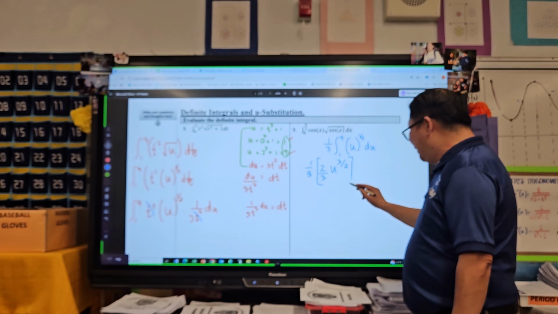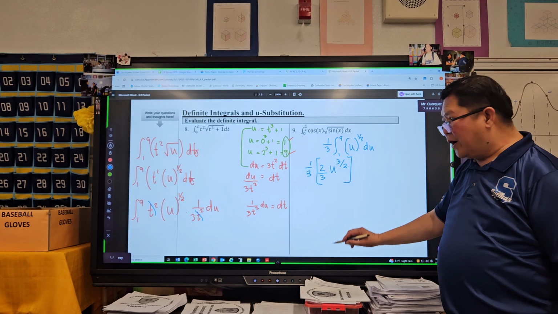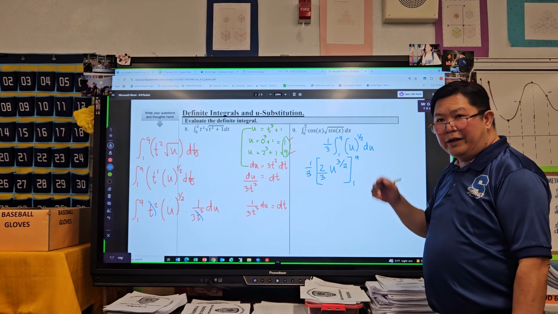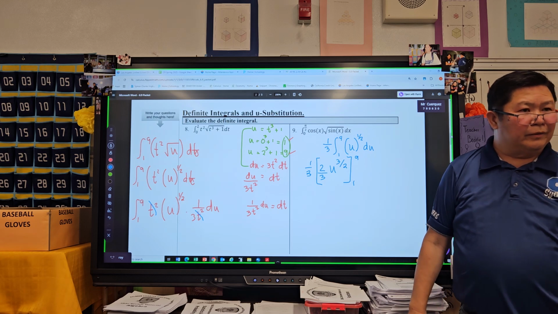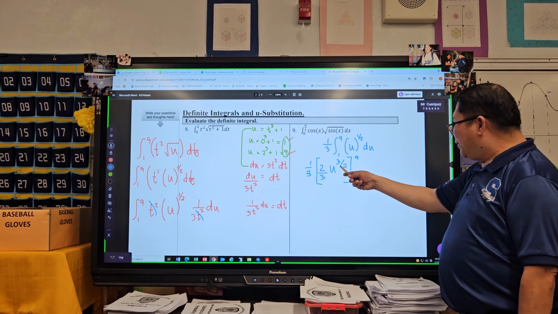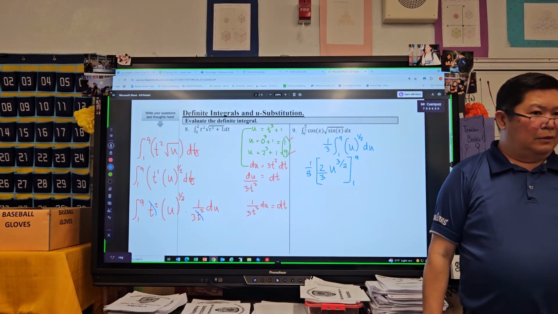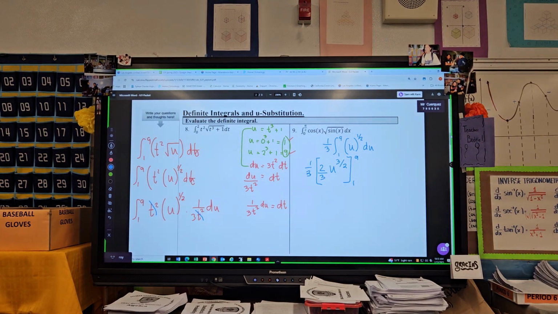And then the limit is, what is the limit? Evaluated from 1 to 9. And then there you go, the upper limit minus the lower limit. Plug in this, but before you plug in, what to do? Change u to t squared. Okay. So do it now.